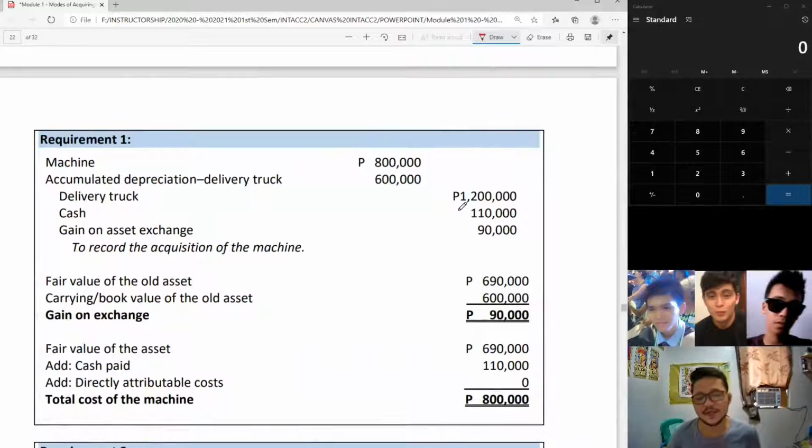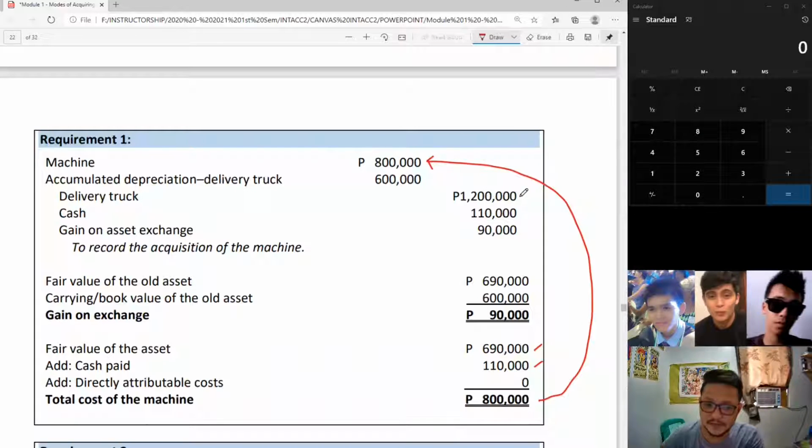So here is your answer for the first requirement. On the books of high-speed company, the party who paid cash. This 800,000 debit to machine is actually computed as follows. So as mentioned earlier, kung ikaw nagbayad, added ang cash payment to the fair value of the asset given. Take note, this is asset given.